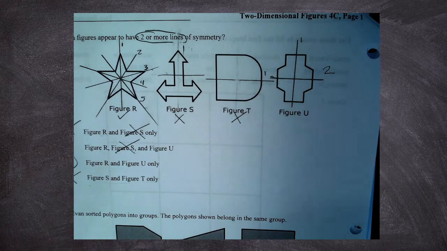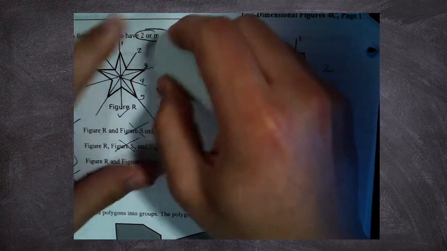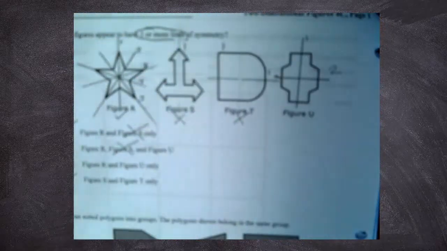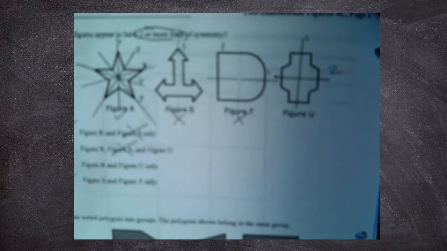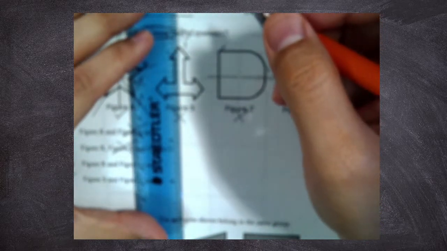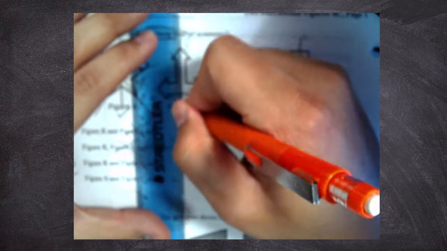So if you're not sure, if you draw a line on there and you go, oh, I don't know if it's really symmetry or not, use your fingers to trace the lines and see if they're doing the same thing. If your fingers are doing two different things, then it's not symmetry. It doesn't have it.